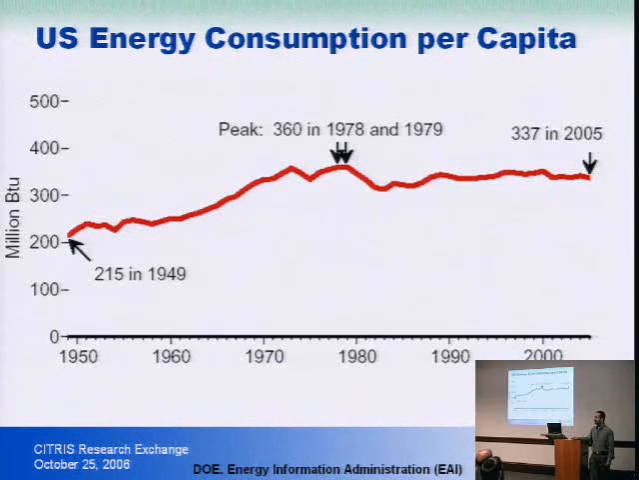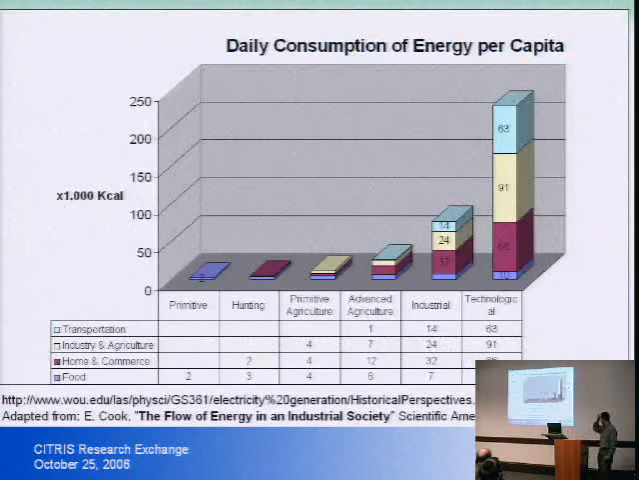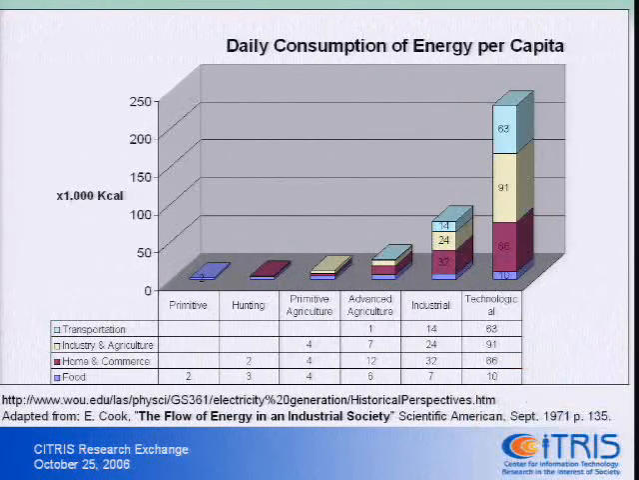And we definitely don't have that much population. So it's a very high state that we are staying. And there was an interesting graph a couple of years ago. They compared daily energy consumption historically. And they started from a primitive man up to hunting period, primitive agriculture, advanced agriculture, industrial period, and today, I guess they call it technological.